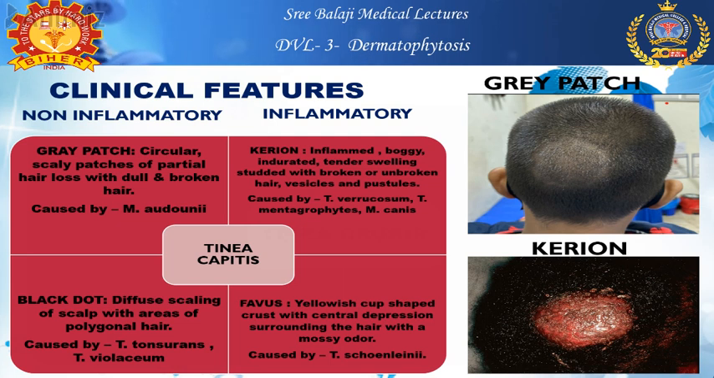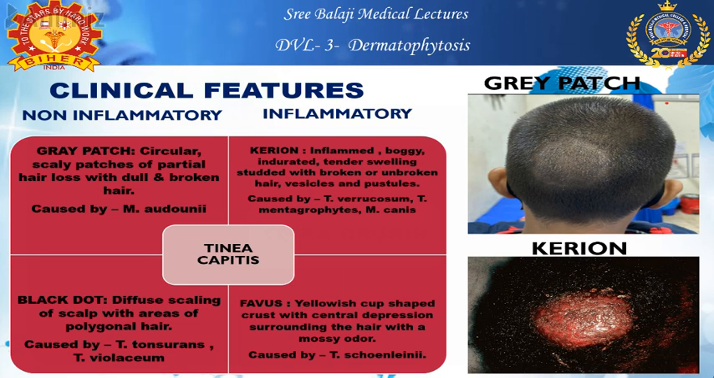So here we have two types of tinea capitis: non-inflammatory type and inflammatory type. Non-inflammatory type is of two types, grey patch type and black dot type, and inflammatory tinea capitis is of two types, Kerion and Favus. The grey patch type is commonly caused by Microsporum audouinii, which presents with circular scaly patches with partial hair loss with dull broken hair. And Microsporum audouinii is responsible for the epidemics of tinea in school going children.